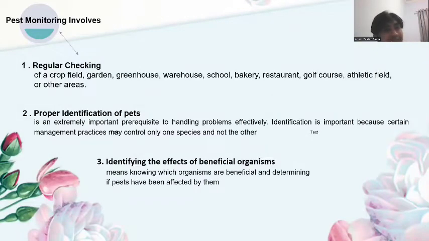The next is pest monitoring involves four points. And the first is regular checking of crop field, garden, greenhouse, warehouse, school, bakery, restaurant, golf course, athletic field, or other areas. Early detection of pests functions as an early warning system of pests, helping to prevent or minimize a pest outbreak.